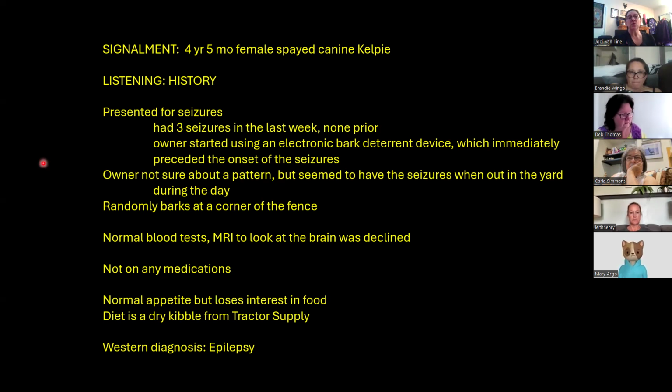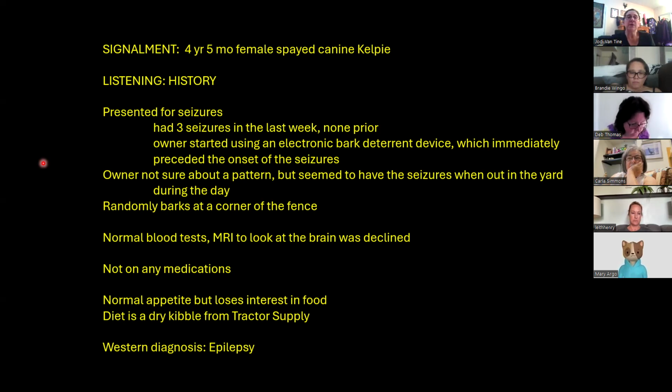So let's start with this. This is a 4.5-year-old female spayed canine Kelpie. For those of you who may not be familiar with what a Kelpie is, it's an Australian sheep herding dog. They tend to be very driven. They're very high strung. They're very independent. They are bred to herd sheep and help sheep herders without really a lot of direction. And so they kind of take control and do their thing.